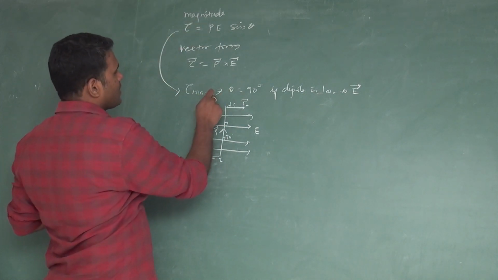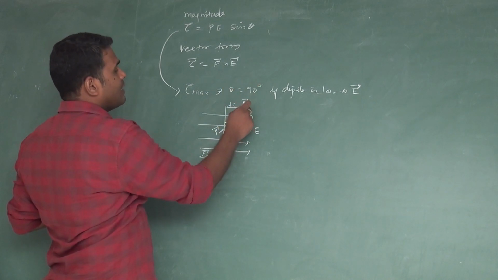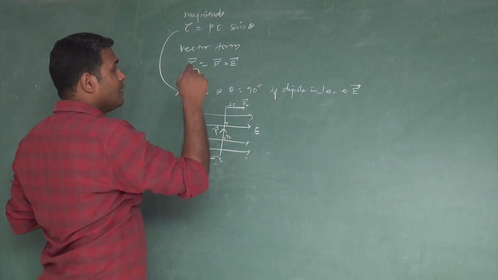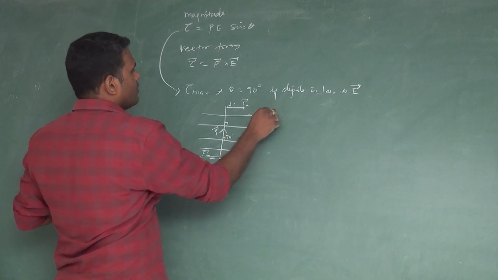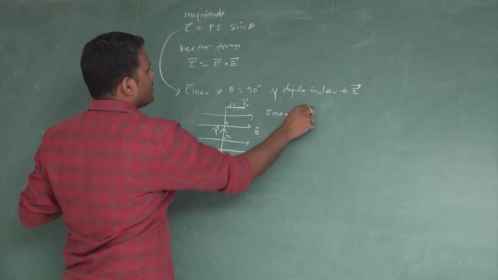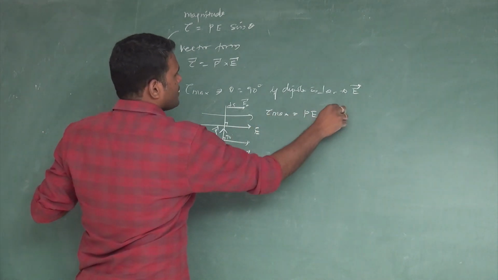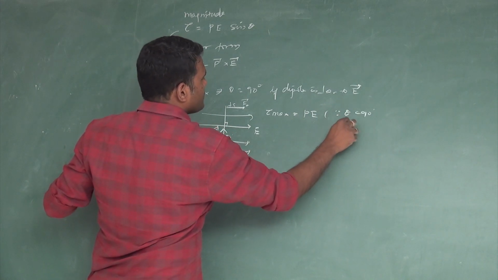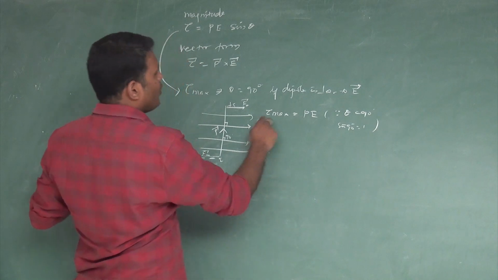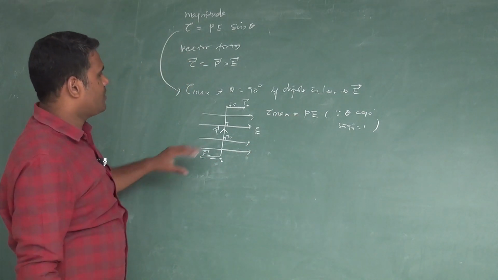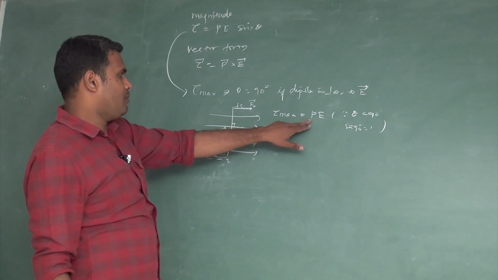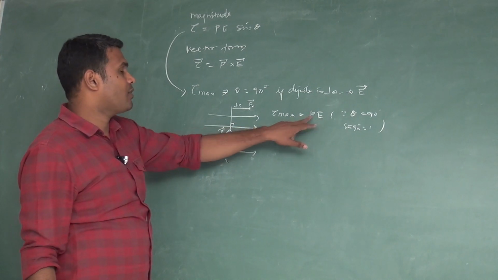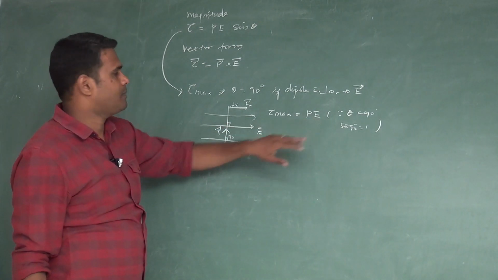So maximum torque will be obtained when theta equals 90 degrees, which means when the dipole is aligned perpendicular to the field. Since theta equals 90, sin 90 is 1. Tau maximum is equal to P E, simply the product of the magnitude of the dipole moment and the electric field.